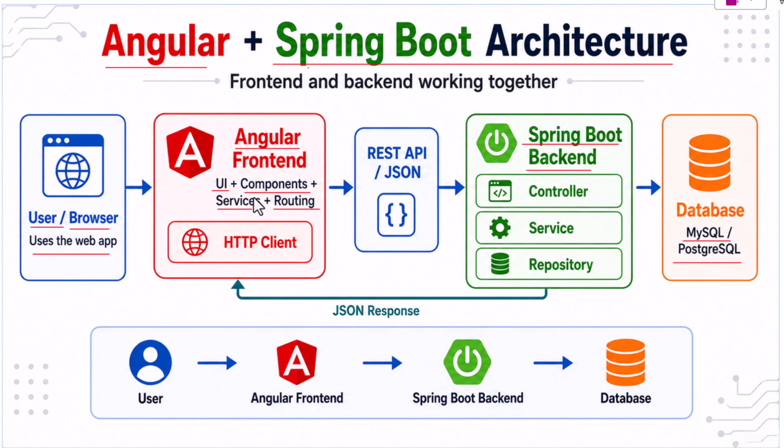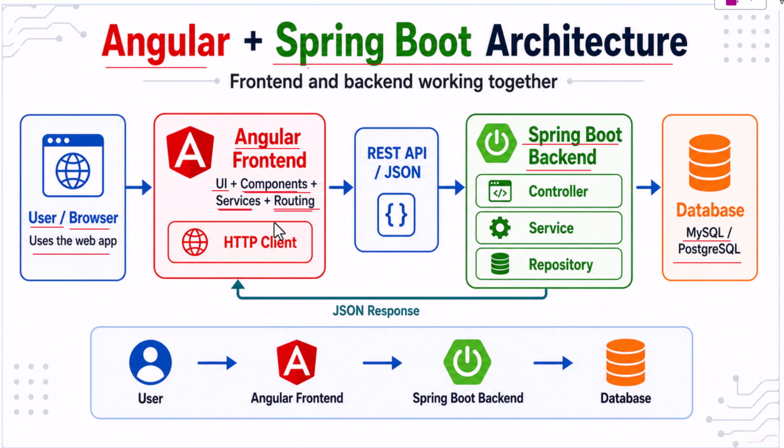Components are used to build different parts of the user interface. For example, a login component, product list component, header component, or order details component. Routing helps Angular navigate between pages without reloading the entire website. For example, moving from the home page to the products page, or from the products page to the cart page. Angular services are commonly used to keep reusable logic in one place. One important use of Angular services is calling backend APIs.